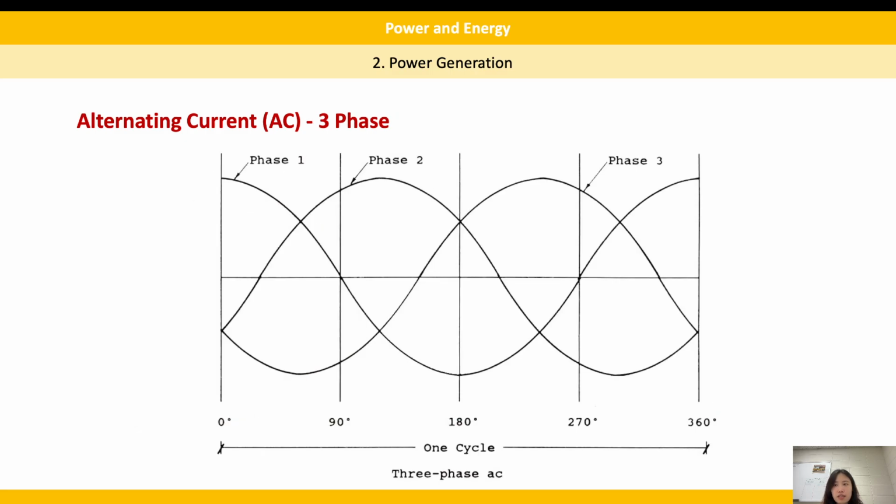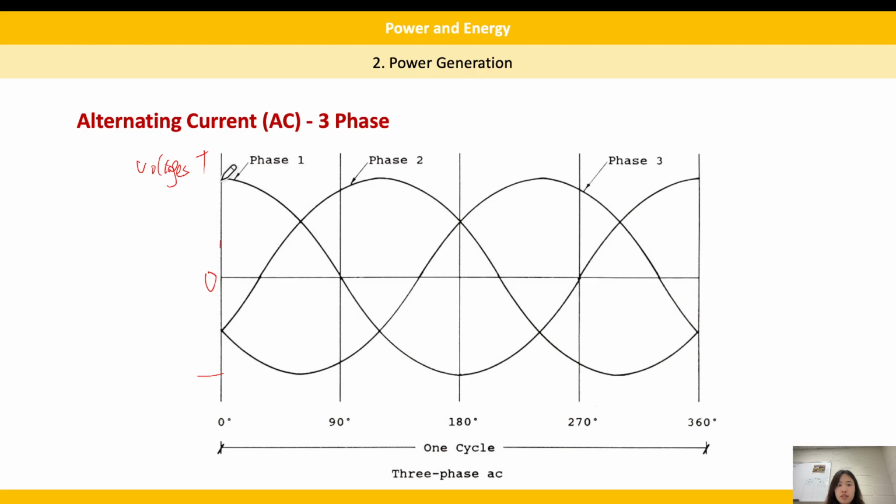So what is a 3-phase? 3-phase means there are 3 phases in the one cycle, but the direction, like the direction or voltage, is different. The vertical line is voltage. Okay, and that one is 0.